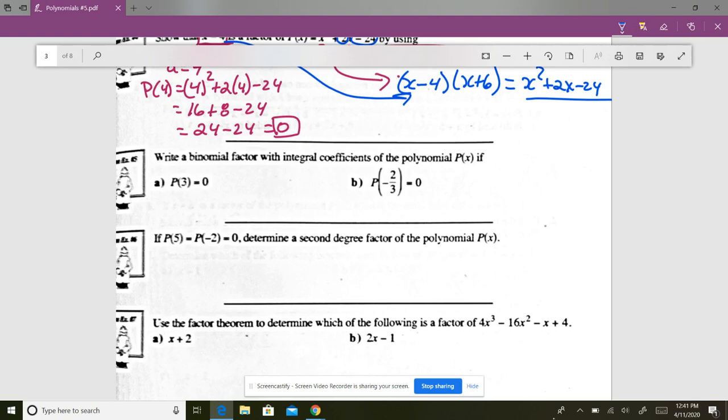Write a binomial factor. Binomial means two terms, such as x minus a. That's what they want you to write, with integral coefficients, whole numbers, no fractions, of the polynomial if p of 3 is equal to 0. So we've said that p of 3 is equal to 0, which means the remainder is equal to 0. This is our a value. So the binomial factor is always x minus a, so it's x minus 3. That's it.